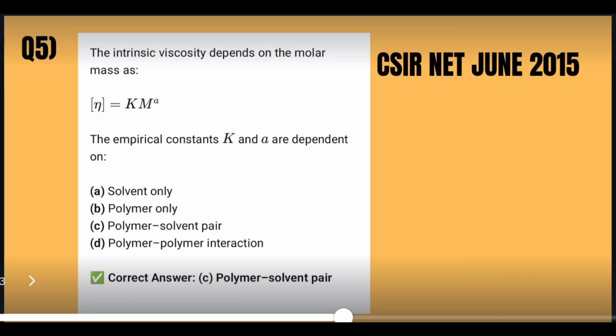The intrinsic viscosity depends on the molar mass as eta is equal to k M to the power a. The empirical constants k and a are dependent on: option A, solvent only; option B, polymer only; option C, polymer solvent pair; option D, polymer interaction. Here the correct answer is option C, polymer solvent pair.